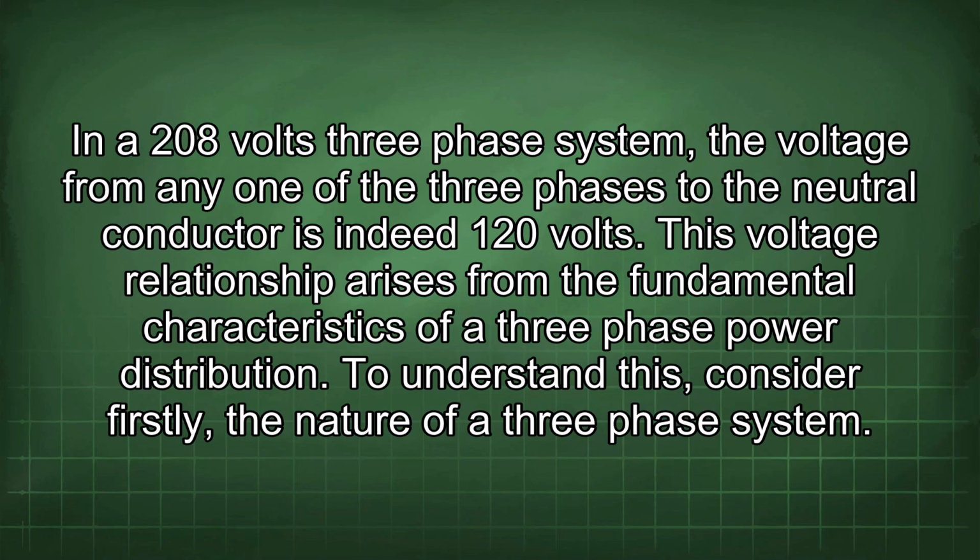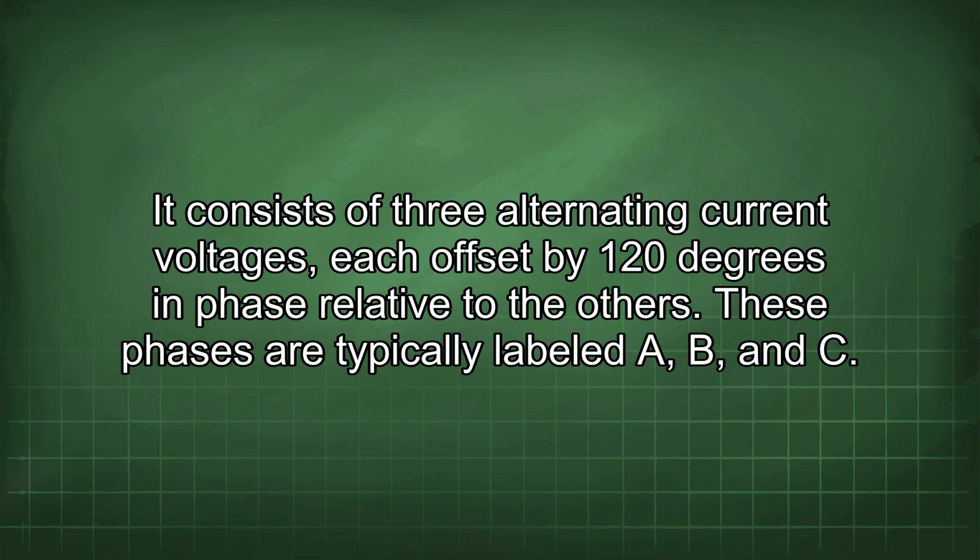In a 208 volts three-phase system, the voltage from any one of the three phases to the neutral conductor is indeed 120 volts. This voltage relationship arises from the fundamental characteristics of a three-phase power distribution. To understand this, consider firstly the nature of a three-phase system. It consists of three alternating current voltages, each offset by 120 degrees in phase relative to the others. These phases are typically labeled A, B, and C.